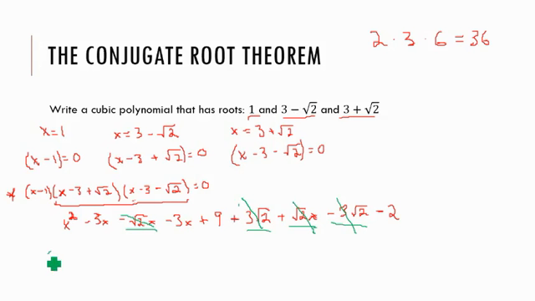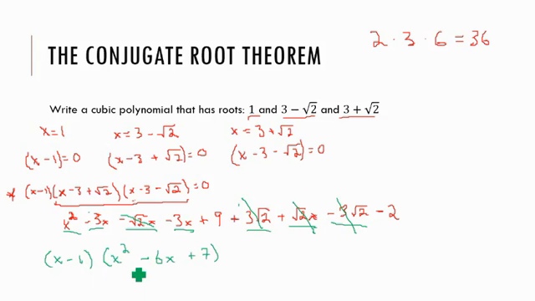So I'm left with x minus 1 times x squared minus 3x, which is minus 6x, plus 9 minus 2, which is essentially plus 7. And one more time, I have to multiply x minus 1 times this quadratic that we just found.